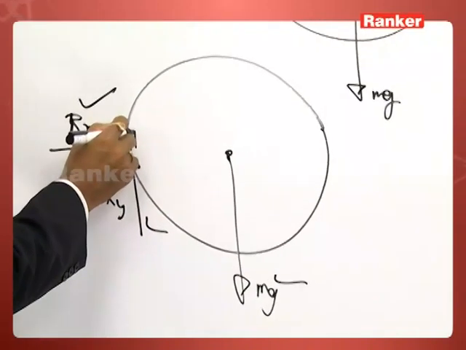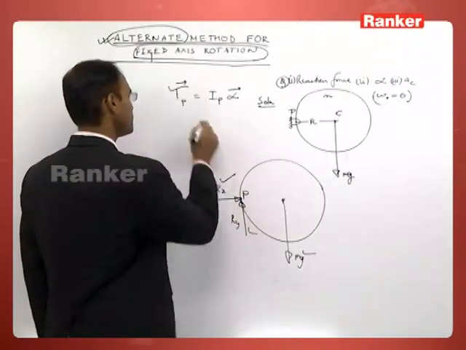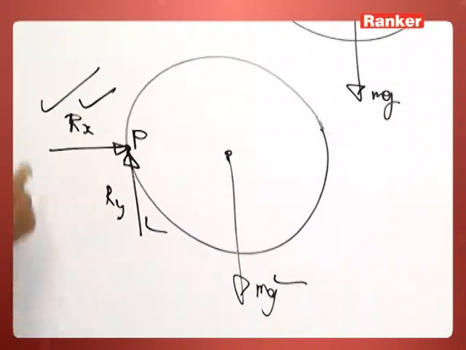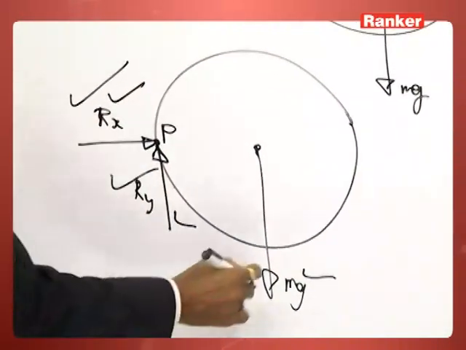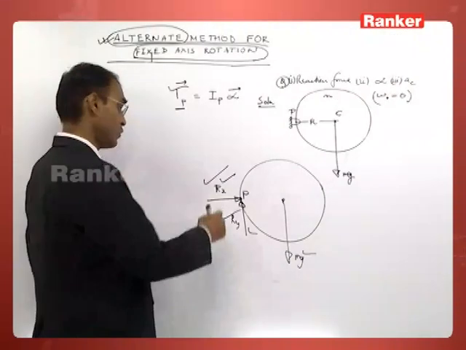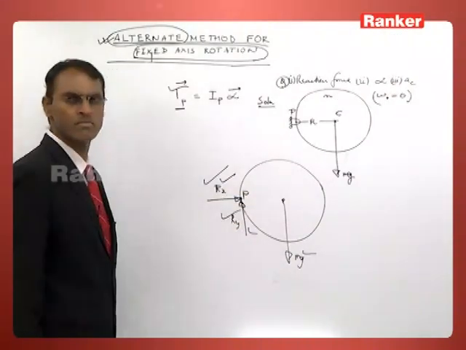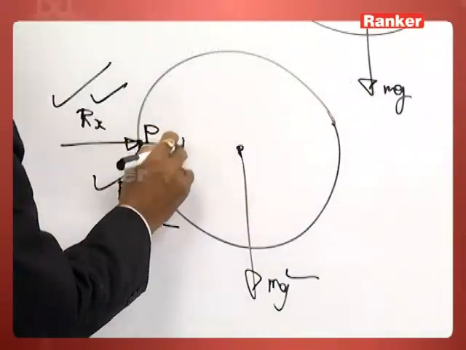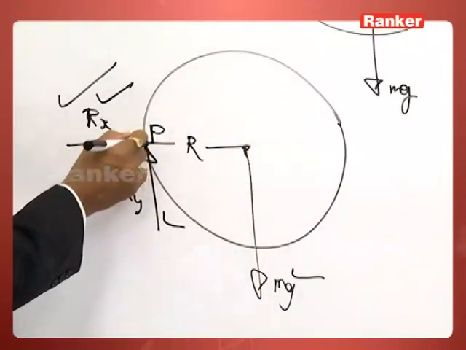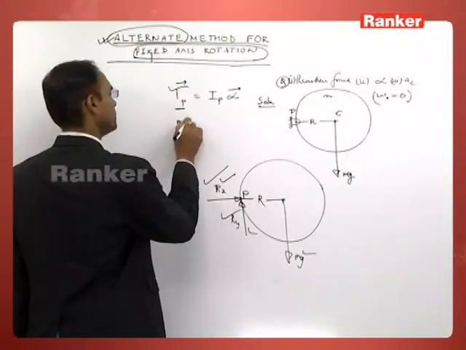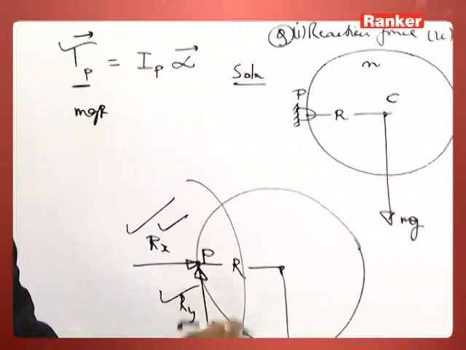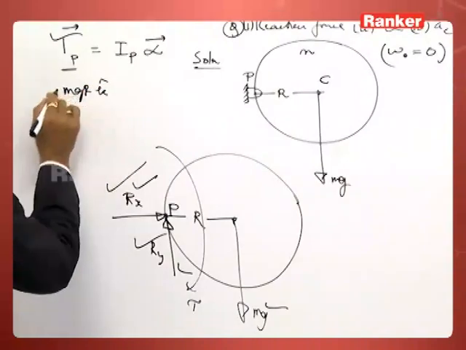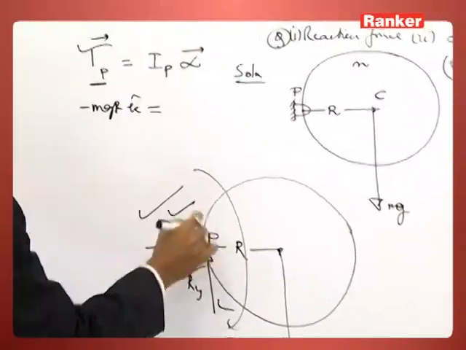The first equation is to take the torque of all external forces. External force number 1, external force number 2, external force number 3. These two external forces pass through this point. Therefore, they cannot produce a torque about this point. So, torque is produced by the gravitational force at this point. That is equal to mg into r, in clockwise sense, is equal to Ip.